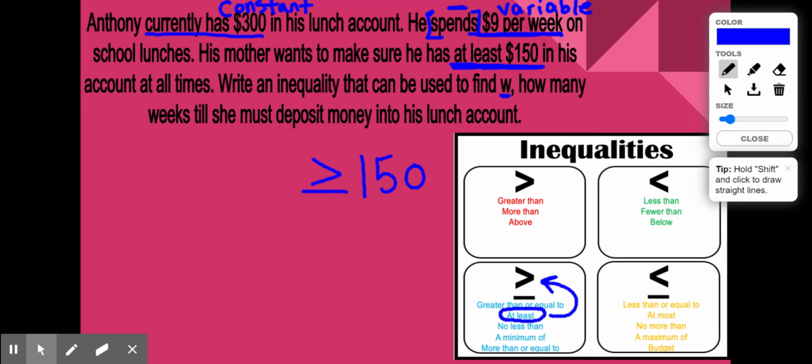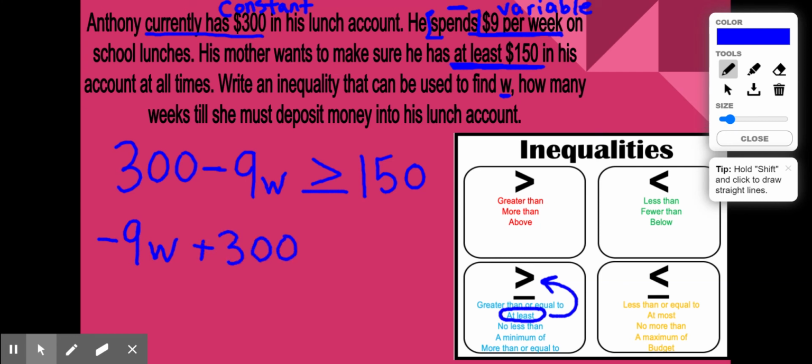So going back to the front, he currently has $300. That's our constant. He's starting with $300. He's spending minus $9 per week. So times W. And again, this could be flipped. I could put my spending $9 per week. My $300 is positive. And then at least is greater than or equal to $150.